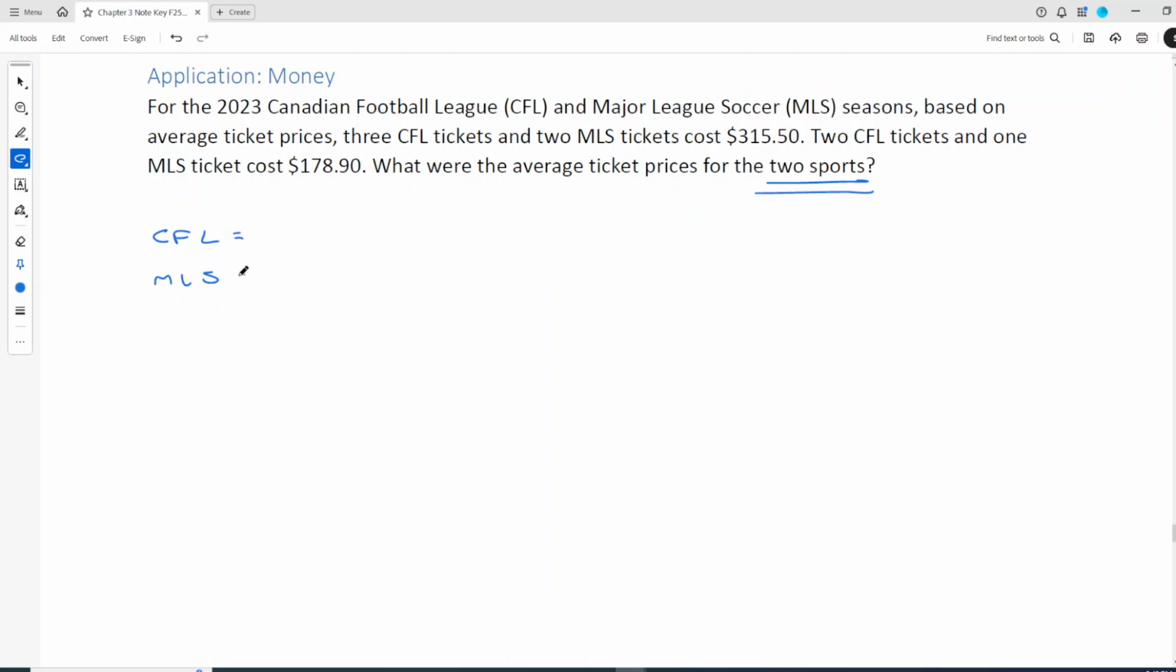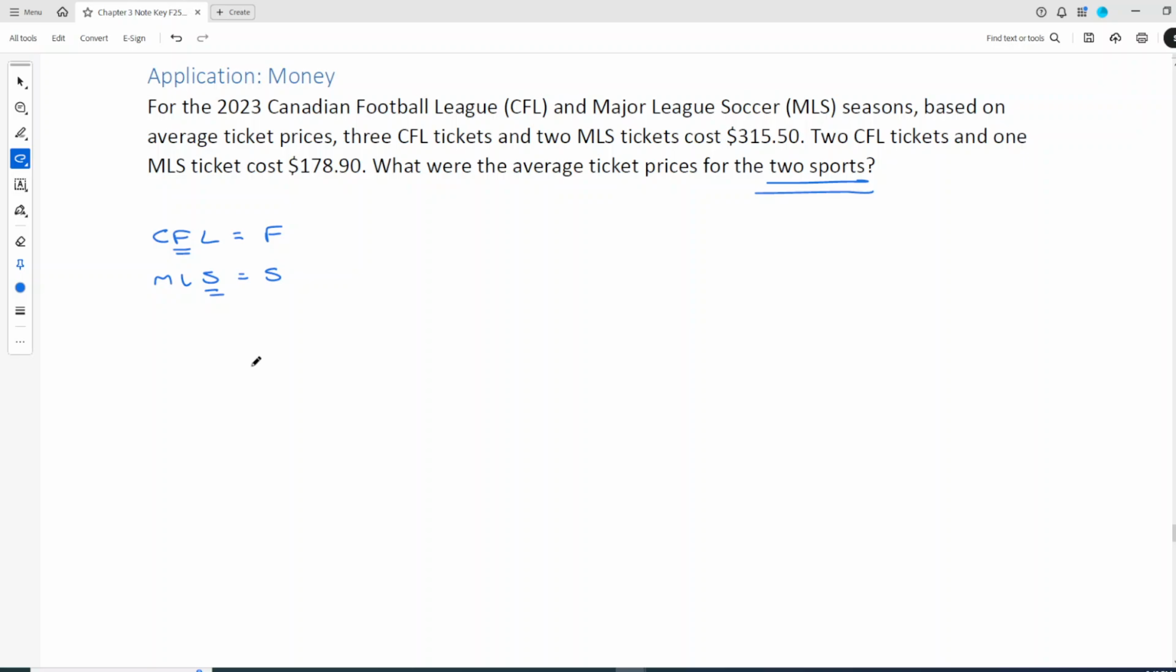And now you can let these be any variable that's going to make sense to you. I would probably go football and soccer, although some people really hate S's because they look like fives. So you could put M instead. But really the essence of this is that this is the Canadian Football League and then this is Major League Soccer. So I chose F and S.